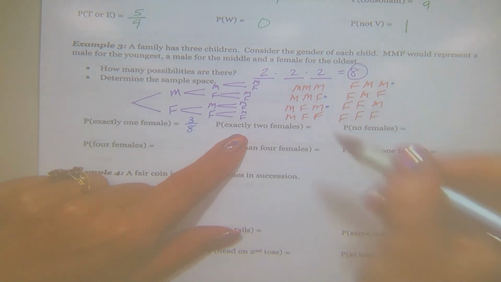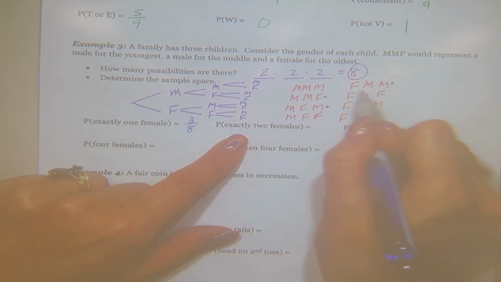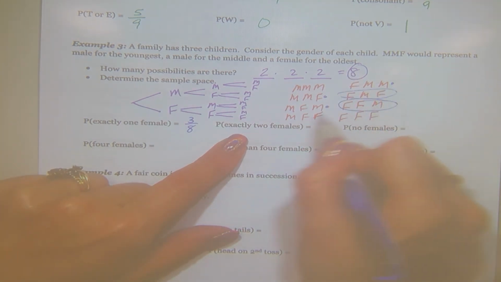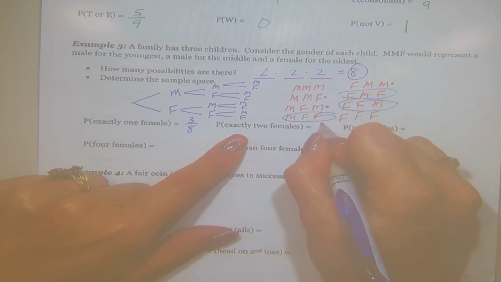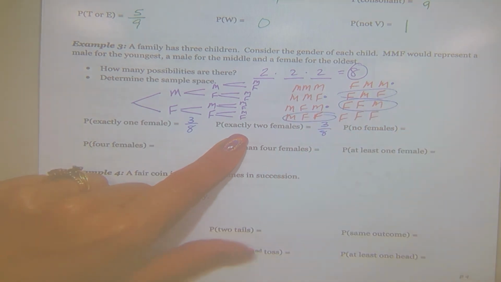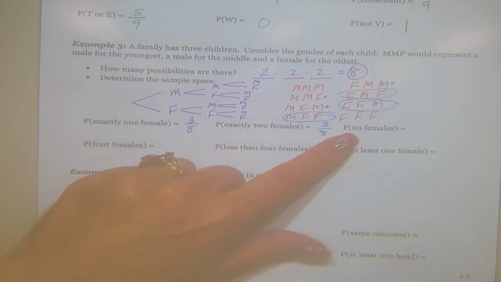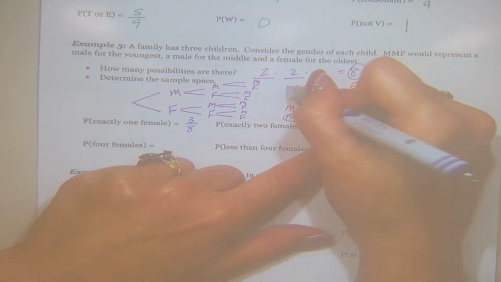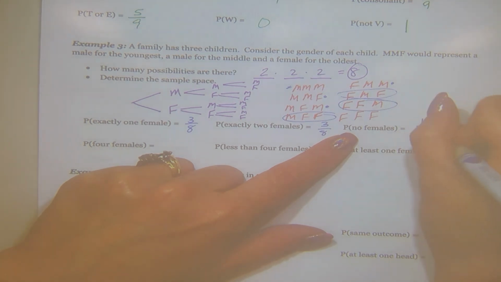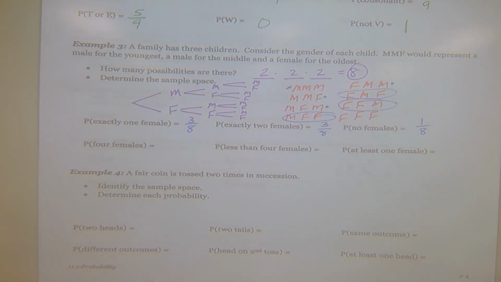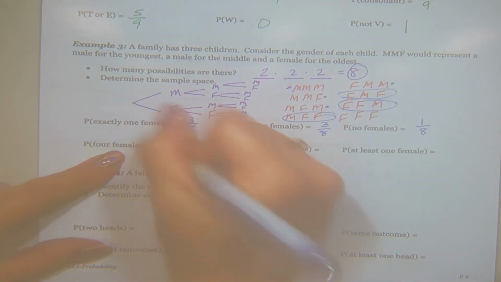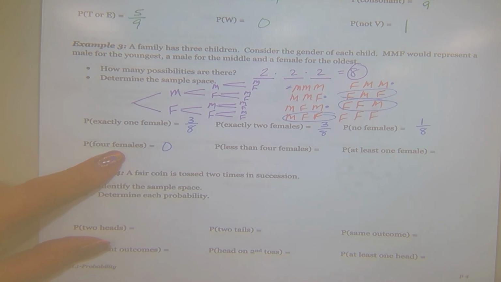Exactly 2 females. Well, there's exactly 2, exactly 2, exactly 2. So again, 3 out of 8 birth orders have exactly 2 females. What about no females? Well, just this one, all males. That's one way out of 8. 4 females? If I only have 3 kids, can I have 4 girls? No. That's an impossible event.